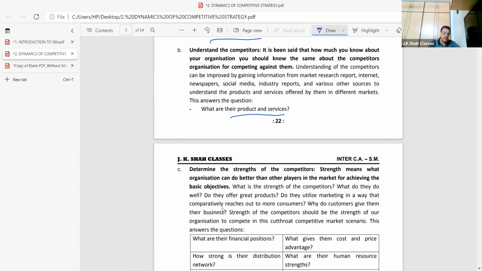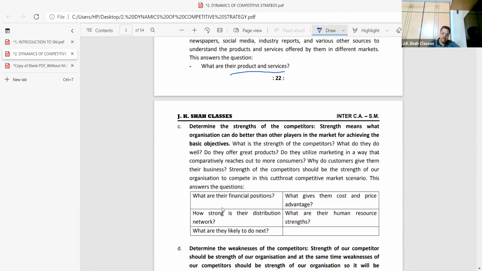That's very important. Anyone who's doing business sells goods. What makes the customer like his product? I said his strength should be your strength also. See, what can be his strength? What do they do well? Do they offer great products? Do they utilize marketing? Why do customers give them the business? It can be their financial position.